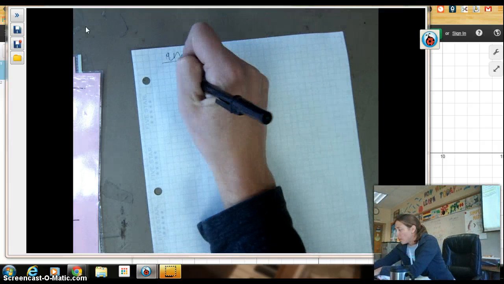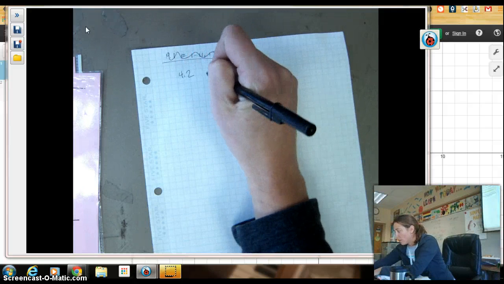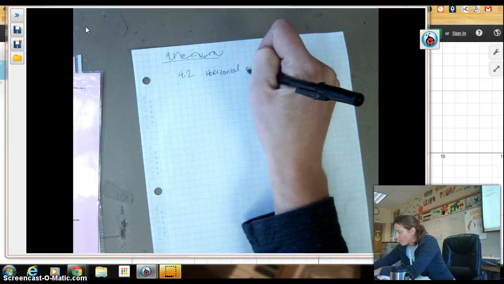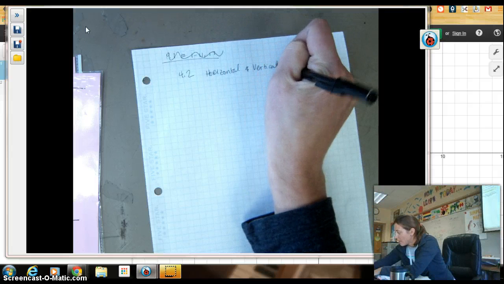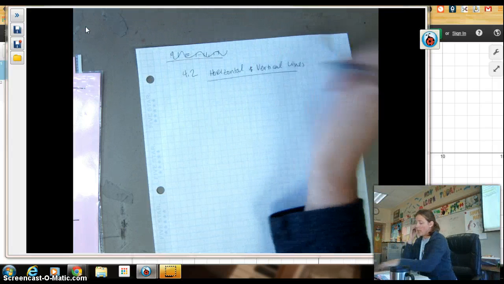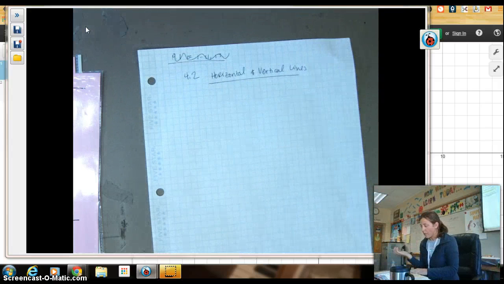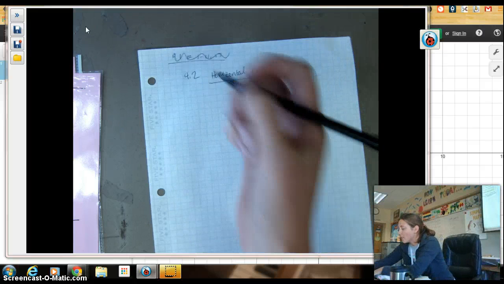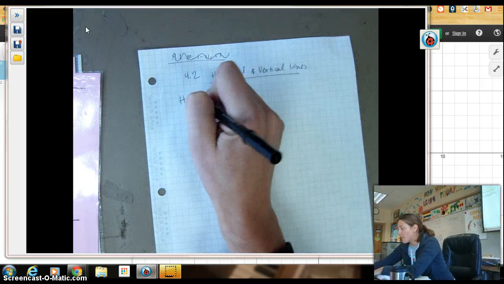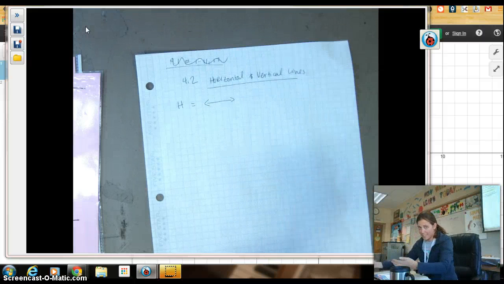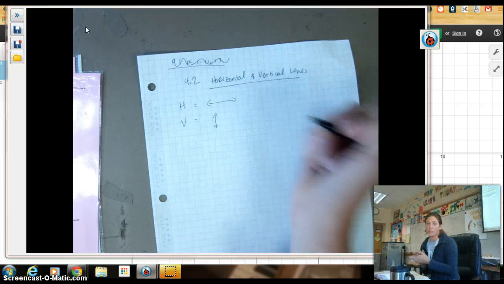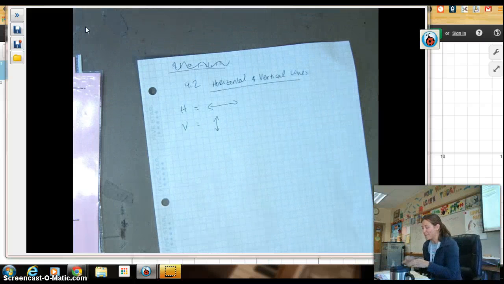So what we're going to be talking about is 4.2, and you can label it horizontal and vertical lines. When we talk about these things, first of all, we need to talk about horizontal and vertical. Hopefully you remember what those words mean from previous math. Horizontal, I'm just going to put an H. Horizontal means that the lines go horizontally, like the horizon, and vertical lines means that they go up and down. So hopefully you guys can remember those things from last year or previous times.